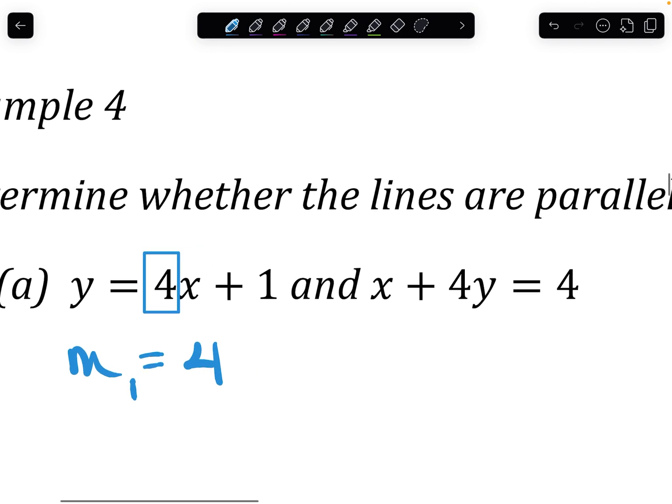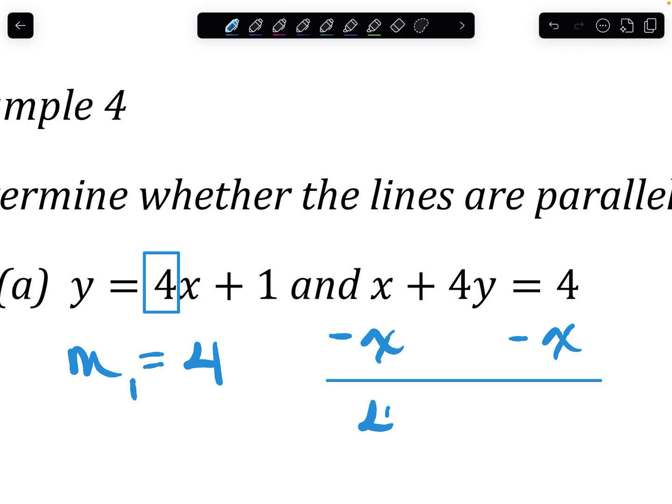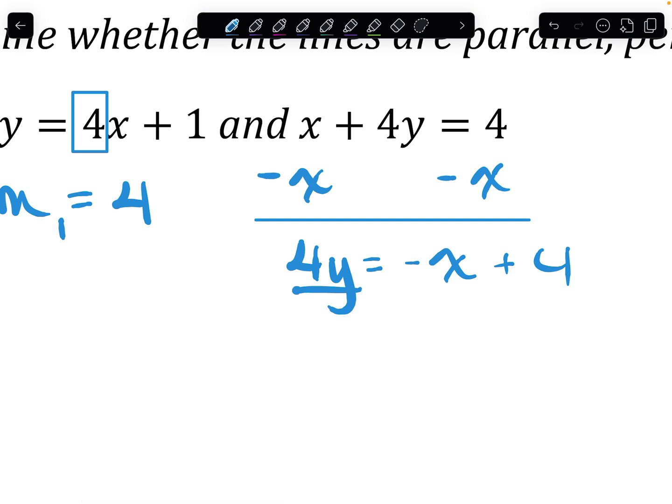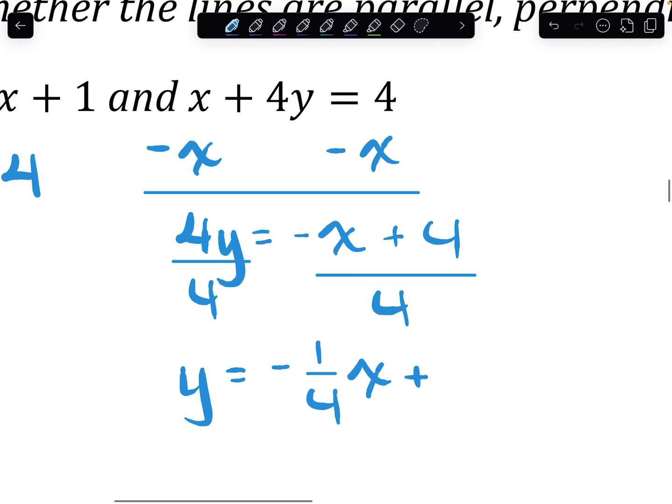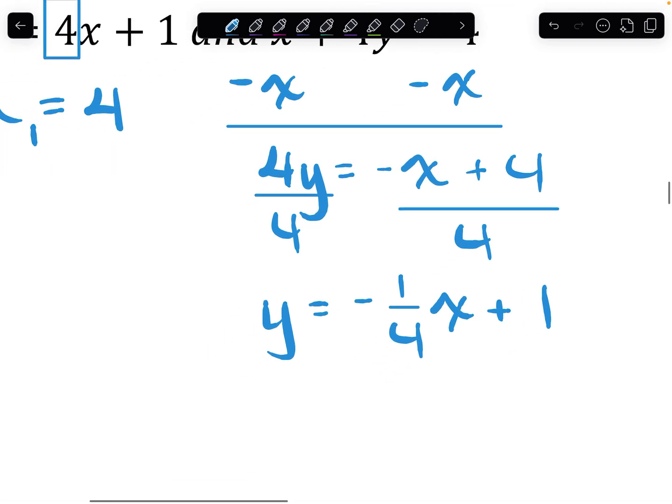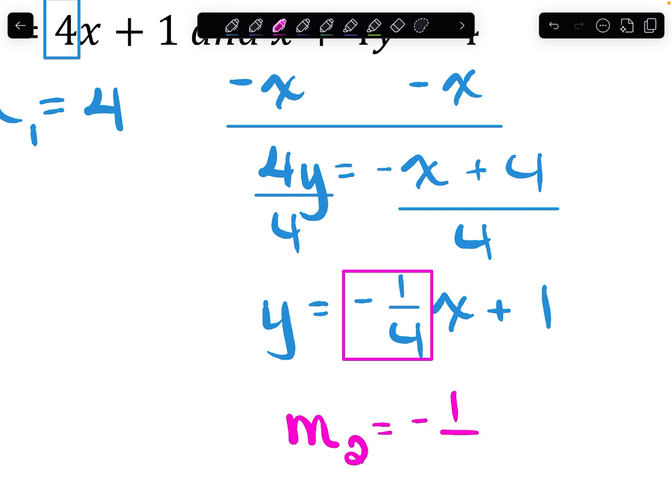However, the second equation is not in slope-intercept form, so I need to rearrange it before I can identify the slope. So I'm going to subtract x from both sides. And then we're going to divide by 4 or multiply by 1/4, whichever you prefer. So y is going to be negative. Remember that 4 belongs to both the negative x and the 4. So -1/4 x plus 4 over 4 is 1. So for our second one here, this is our M2, and it is -1 over 4.